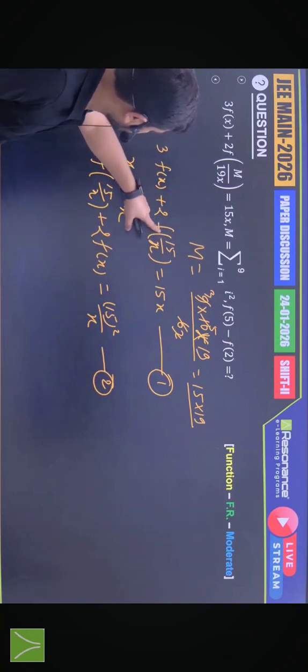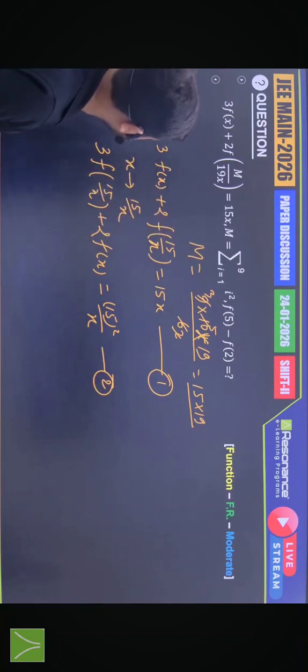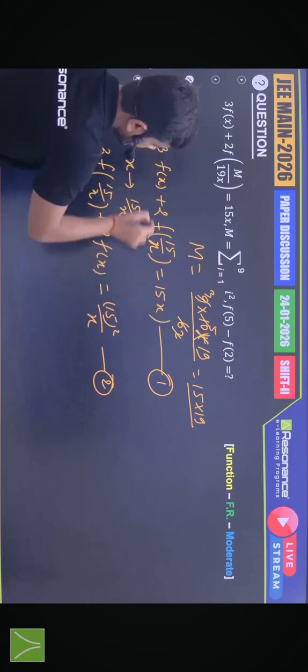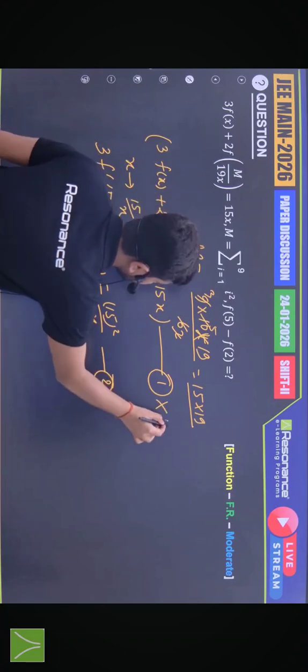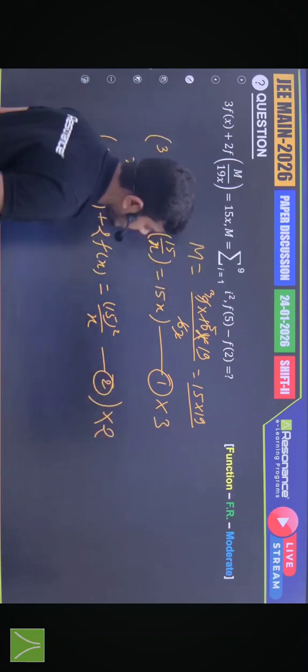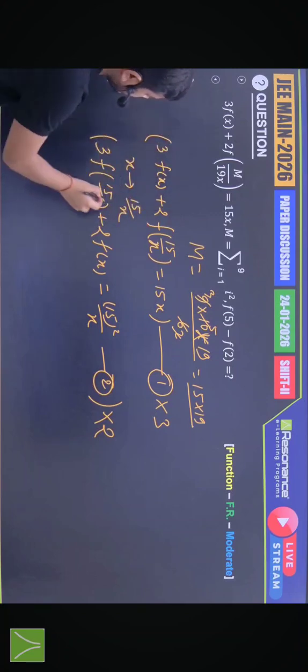Try to cancel this 15 by x, and you will get f of x from here. How to cancel? To cancel this, you need to multiply the first by 3 and multiply the whole second by 2. If you multiply and then subtract, this will get cancelled.